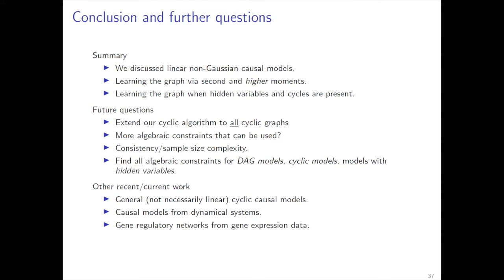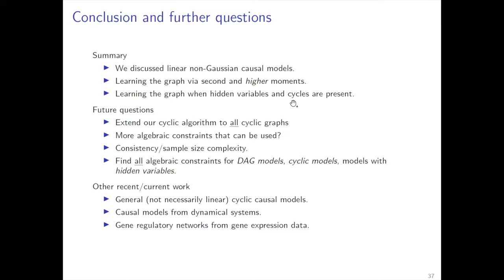So this was the math of my talk, and I just want to say some concluding remarks. First of all, we discussed linear non-Gaussian causal models, and we saw that these are interesting because you can actually uniquely learn the graph from observational data, unlike other causal models. And we saw that this can be learned using second and higher moments in a nice way. And we discussed the cases when there are hidden variables and cycles in the graph.